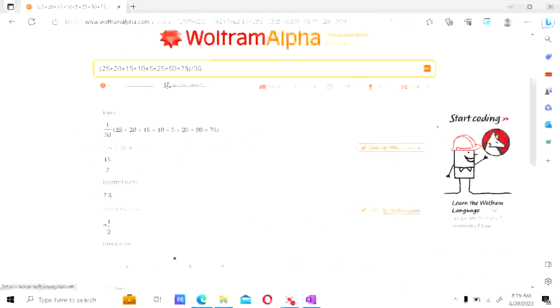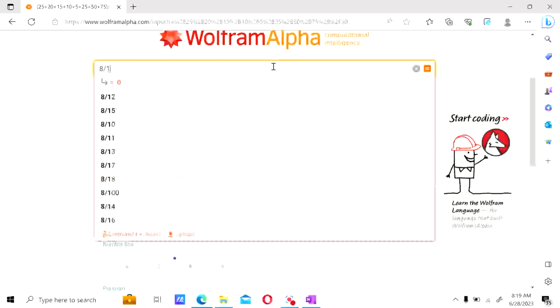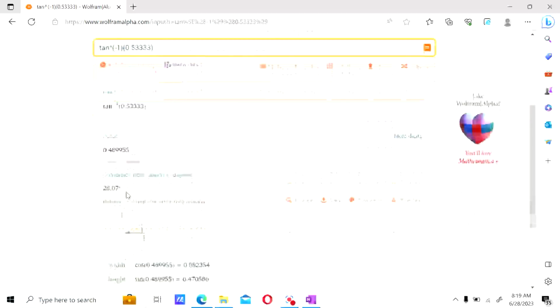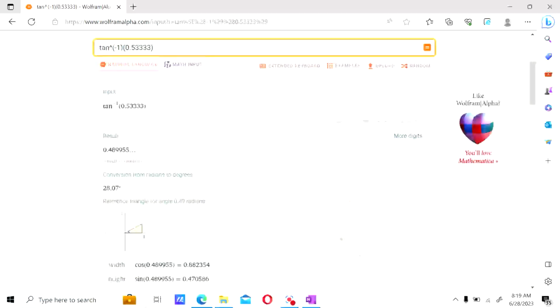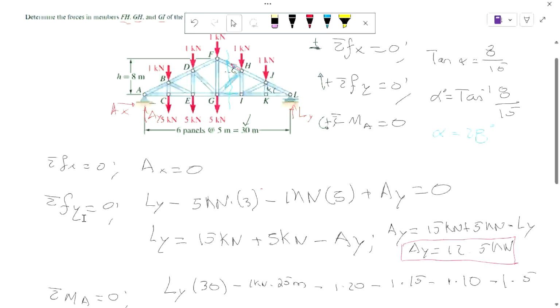So let's go to our calculator and do 8 divided by 15, 0.53. And then we're going to do tangent. I always forget how you write tangent inverse in Wolfram Alpha. Is 28.07, because we want degrees, not radians. So this angle alpha is 28 degrees. Okay, we have that. Therefore, we can create our system of forces for this section.